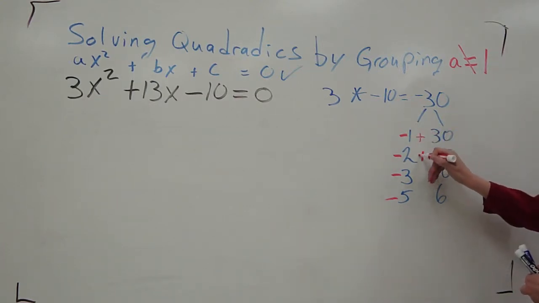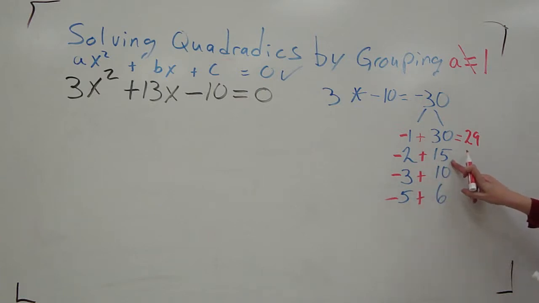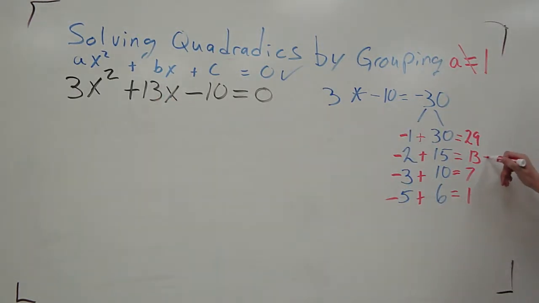I now add these together. Negative 1 plus 30 is 29. Negative 2 plus 15 is 13. Negative 3 plus 10, 7. Negative 5 plus 6, 1. I want the one that adds up to 13. There is my b term. I am going to use negative 2 and 15.